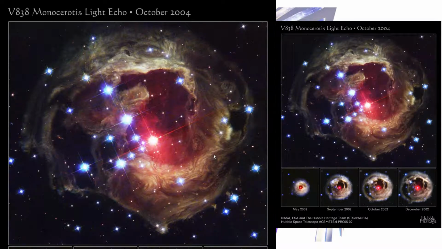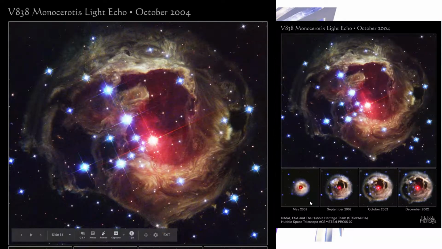In May 2002, we were able to pick it up. And you see all this circle around it? It let out a pulse of light, and this part of the gas is being lit up with that. Okay? So what this is not, it's not a picture of the gas moving outward. What this is, it let out a burst of light, and in May, this is what the light was able to show us. In September, this is what the light was able to show us. In October, it showed us this, and in December, it showed us this.